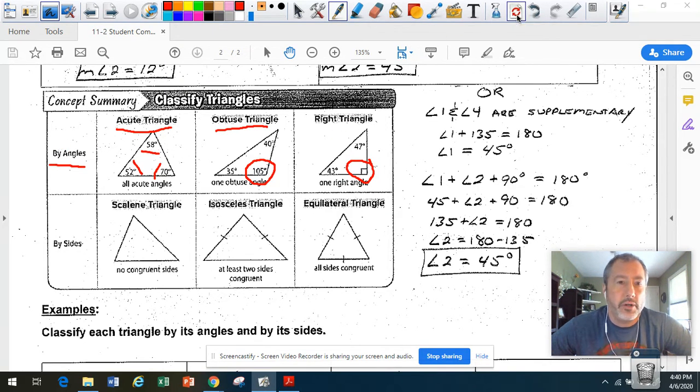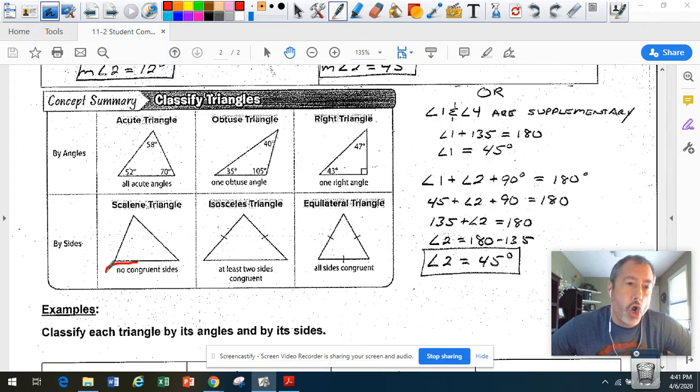So now let's continue. Let's look according to their sides. By their sides, we have what's known as a scalene, an isosceles, and an equilateral. If we look at the scalene, no sides are congruent, which means all the sides have a different measure. This side is different than this side, which means it's different than this side here, which means all of the sides have a different measurement.